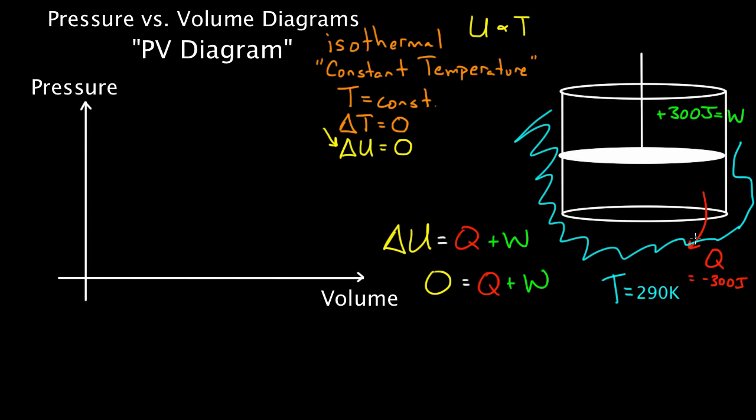Then some heat has to enter into the gas so that it always maintains the same temperature with the outside environment, ensuring that it's an isothermal process. So what's an isothermal process look like on a PV diagram?